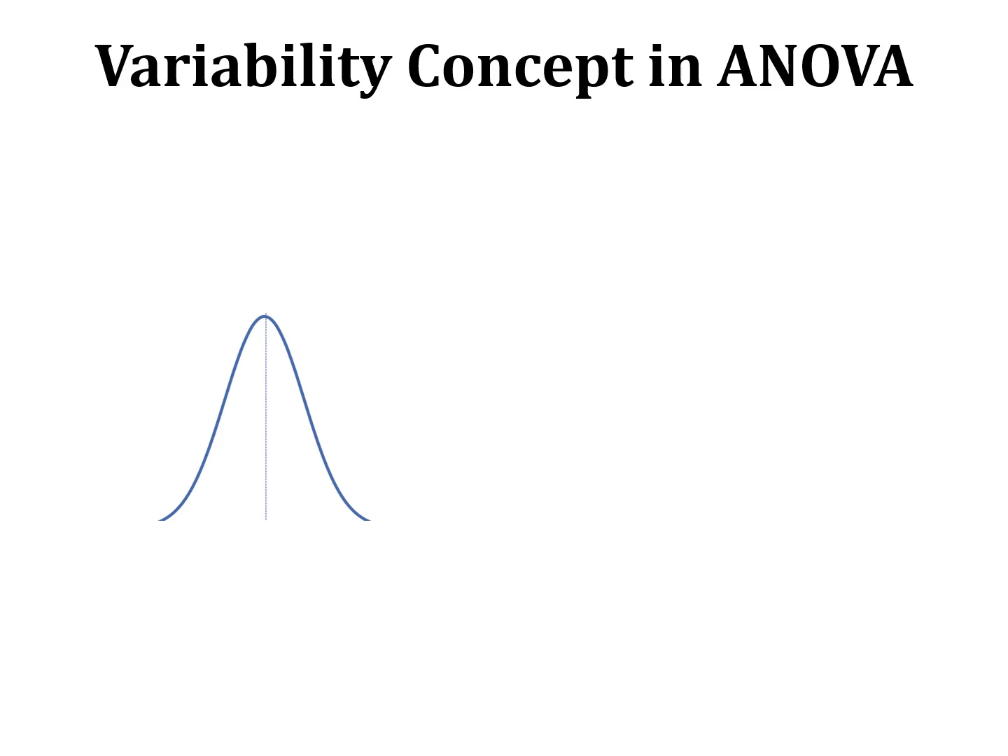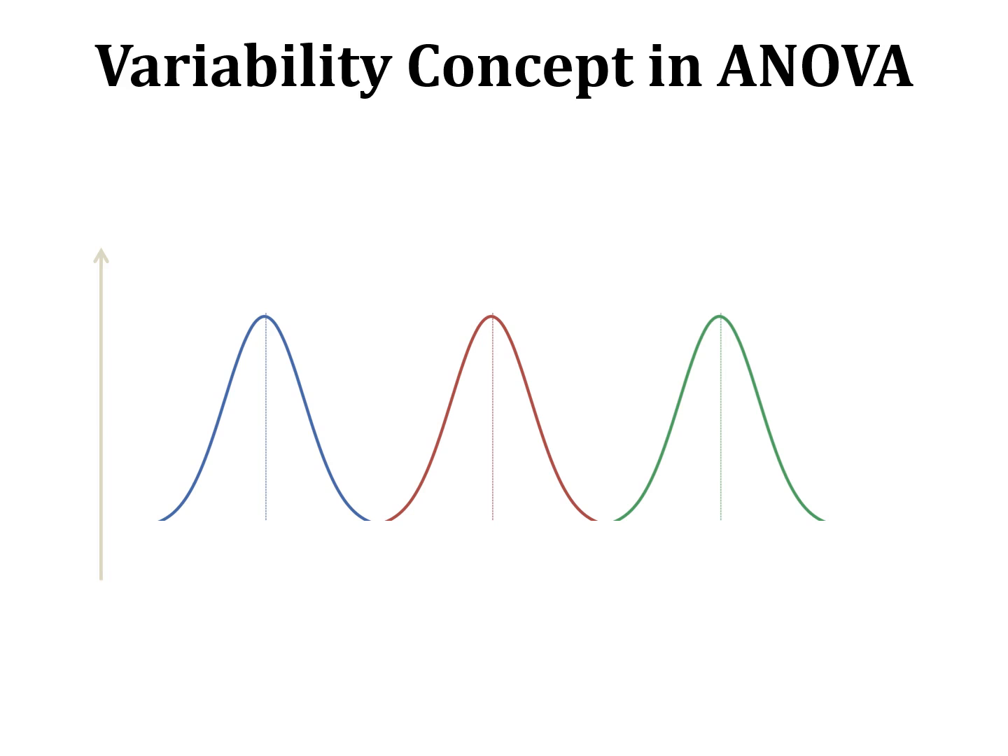So let's understand this concept through a picture. Let's suppose this is one sample, and this vertical dotted line is the mean value of this sample, and this bell curve shows the frequency distribution of this sample. Then we have sample number 2 and sample number 3. So these are their frequencies and these are the values.